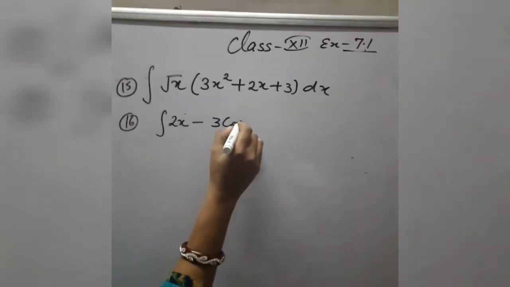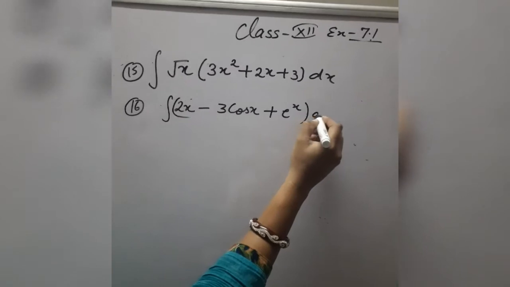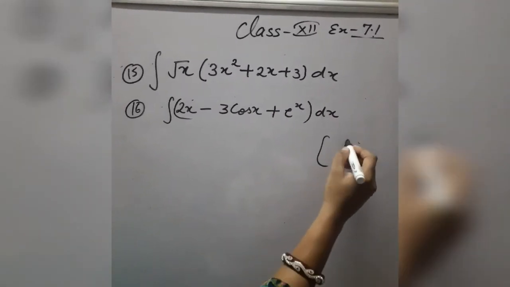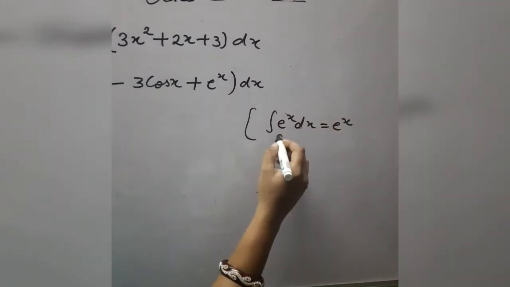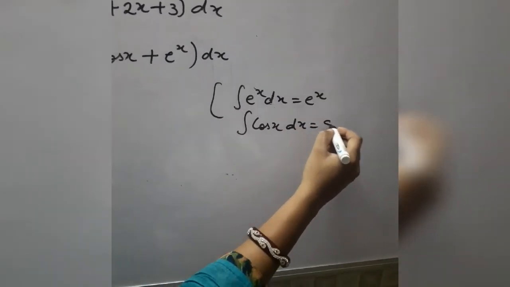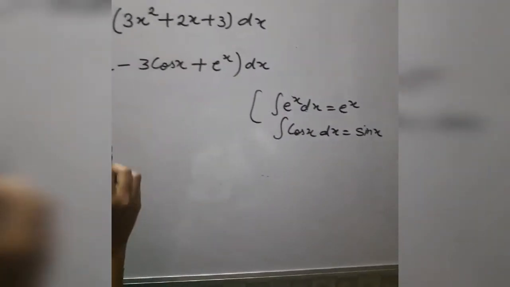2x minus 3 cos x plus e raised to power x. And in the previous video I told you that integration of e raised to power x is e raised to power x. And what is the integration of cos x? Integration of cos x with respect to x is sin x. So we will use these two formulas in this sum.